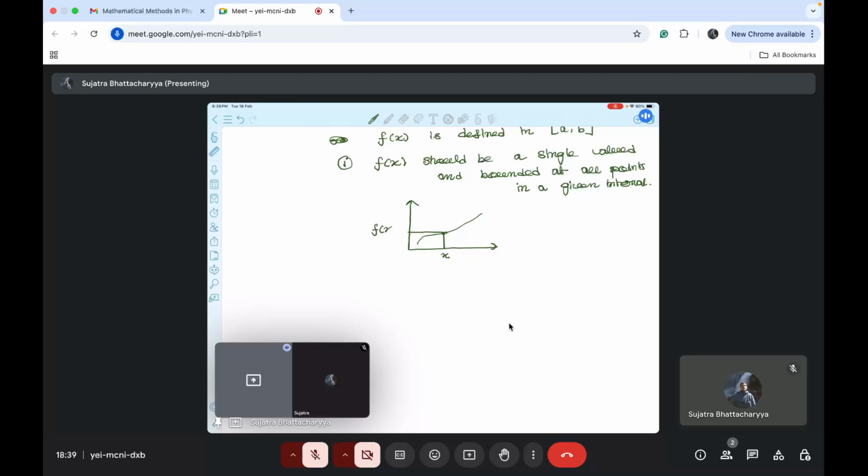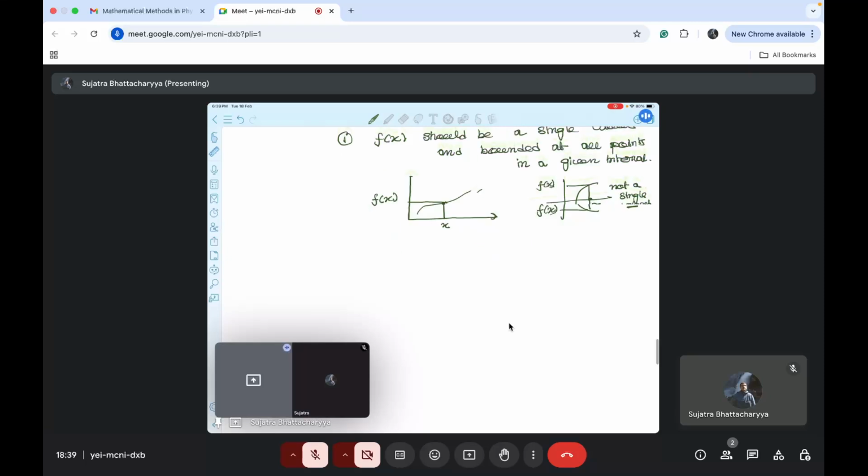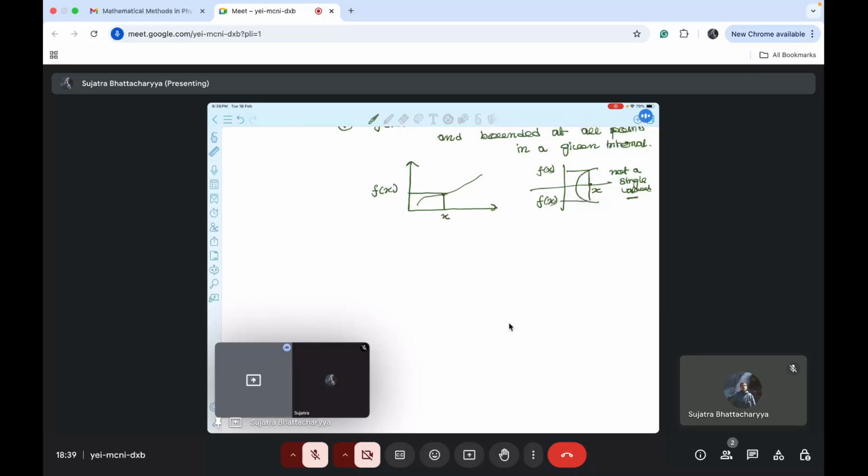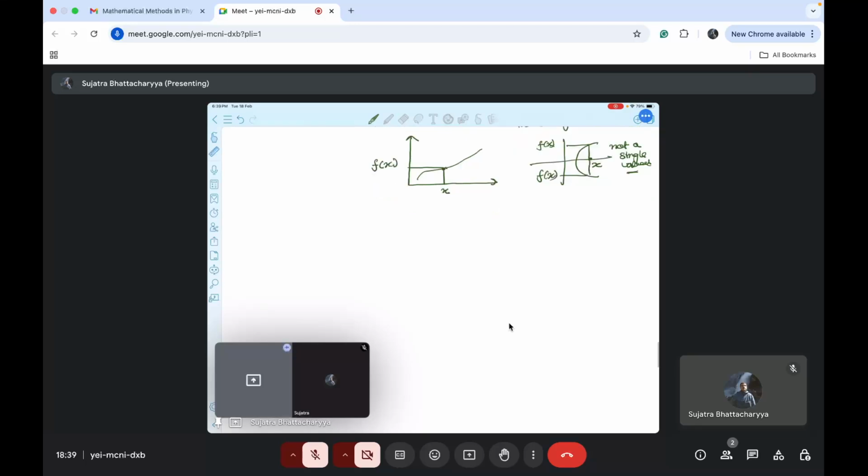You cannot have one value of x and two values of f(x), just like the case of a parabola, where for one x you have two values of f(x). So this is not a single valued function, but this is a single valued function. Important. So this is one of the points: it should be single valued and bounded between certain intervals.